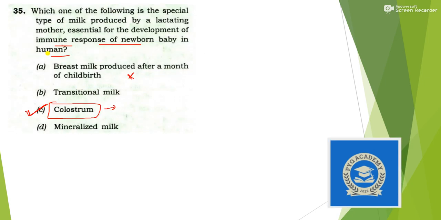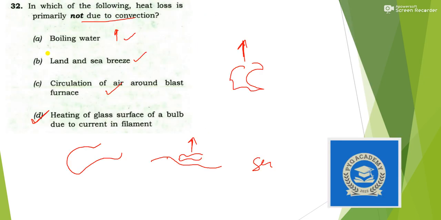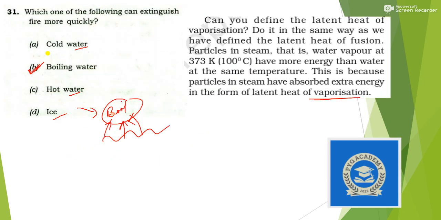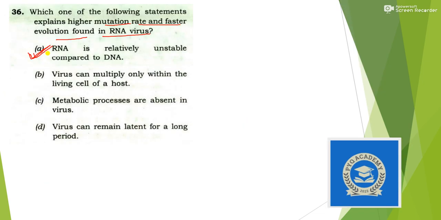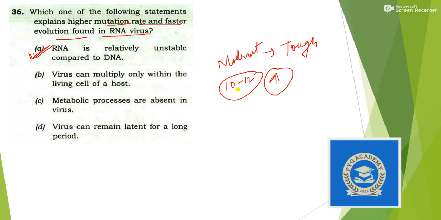So we are done with the questions of Science of CDS 2 2018, and coming to the toughness level, I will rate this paper moderate to tough, because I think 10 to 12 questions were from higher NCERTs. So it is not possible for the art student as well as for those who are not revising or who are not in touch with their science portion.